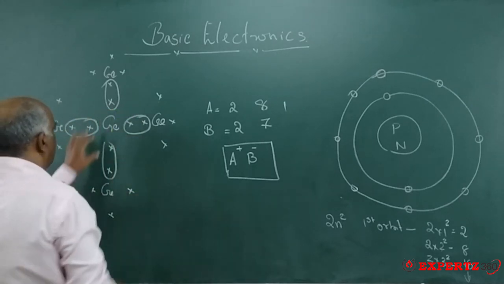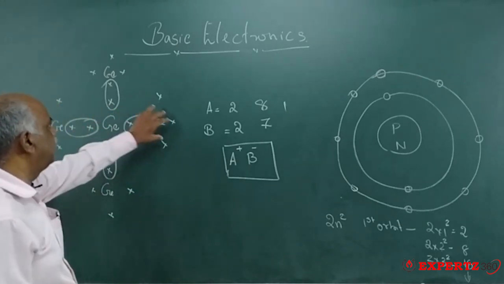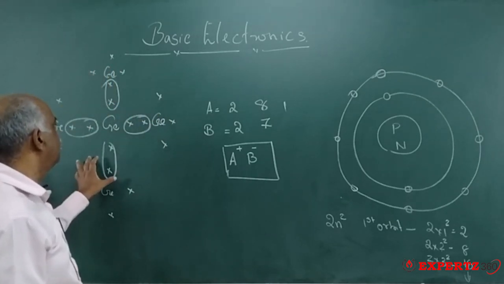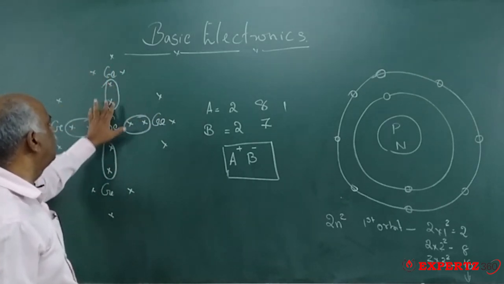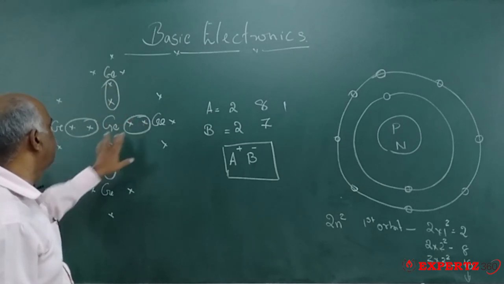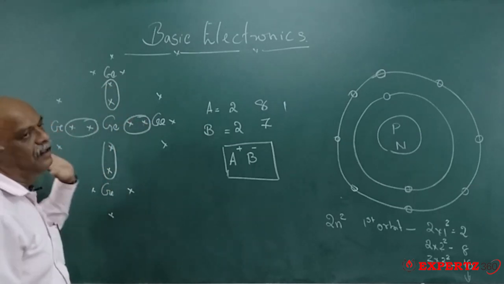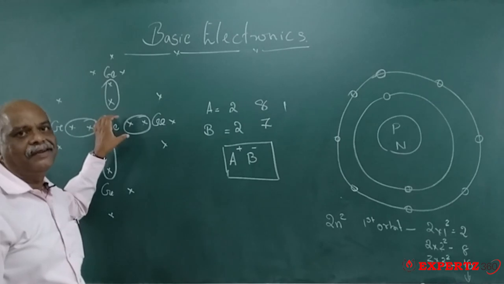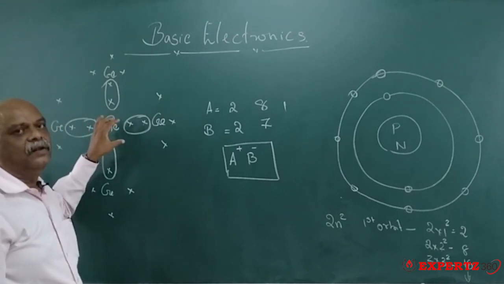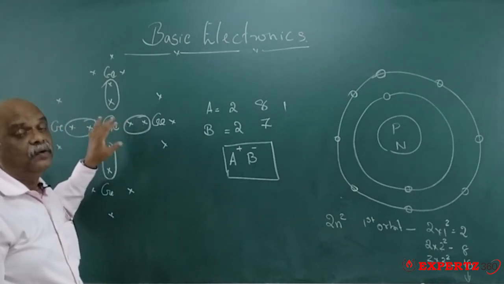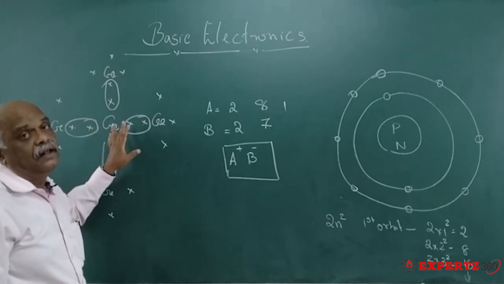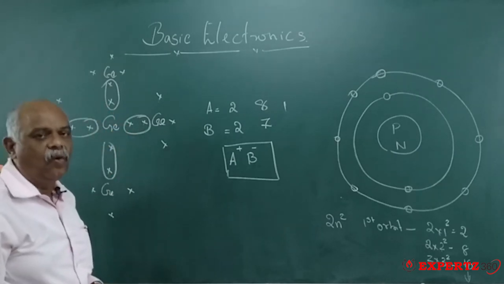And this germanium, you see, due to the sharing with other germanium atoms, has attained a stable state. The outermost orbit consists of 8: 1, 2, 3, 4, 5, 6, 7, 8. So this type of sharing, we call covalent bonding. The bonding in which sharing of electrons takes place, we call covalent bonding.